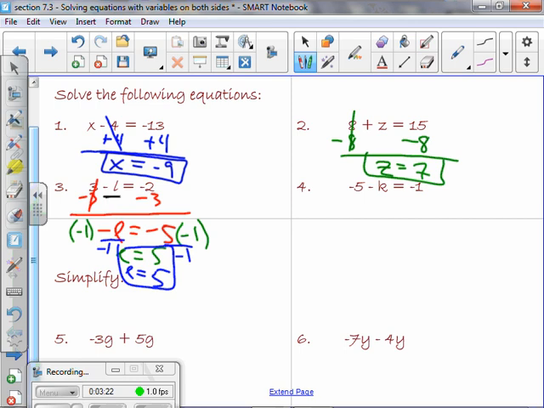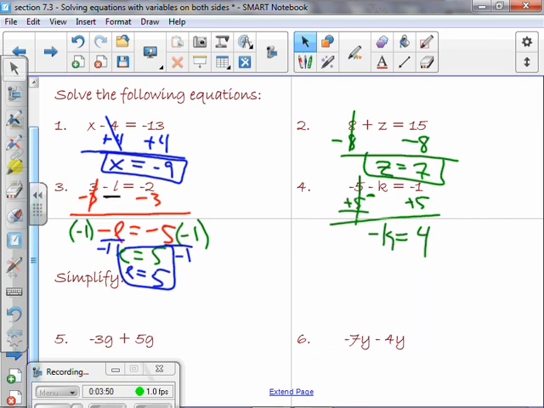And then finally, number 4. Negative 5 minus k equals negative 1. What I can do here is undo the operations one at a time around the variable. The opposite of negative 5 is plus 5, so I add 5 to both sides. I get negative k, again, don't forget the negative sign, negative k equals 4. Negative 1 plus 5 is 4. And then I will divide both sides by negative 1. Negative k divided by negative 1 is k. 4 divided by negative 1 is negative 4. And there's my answer.